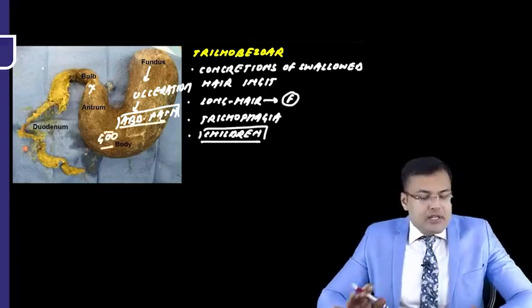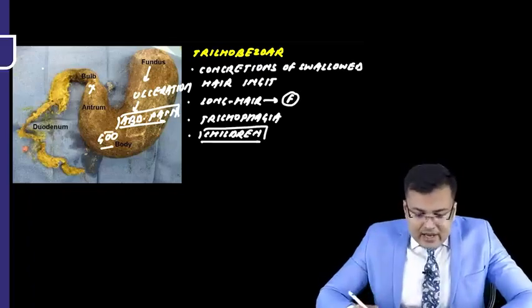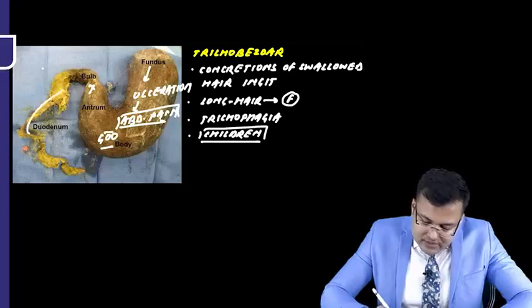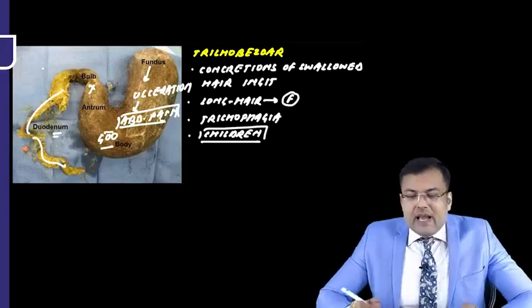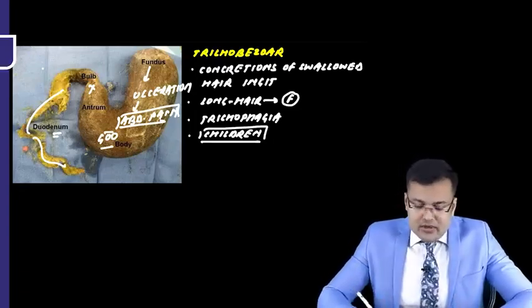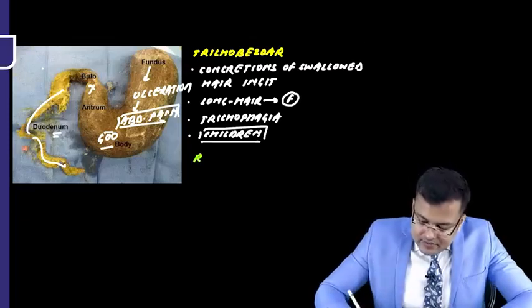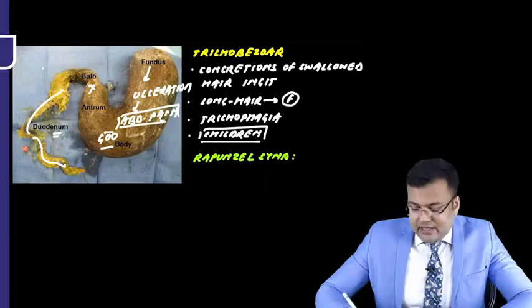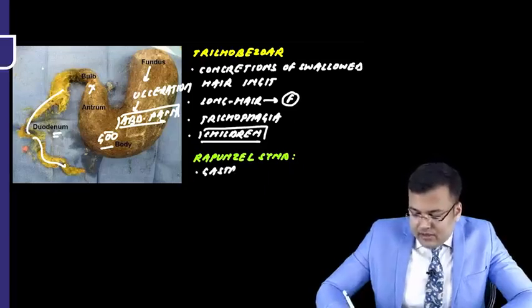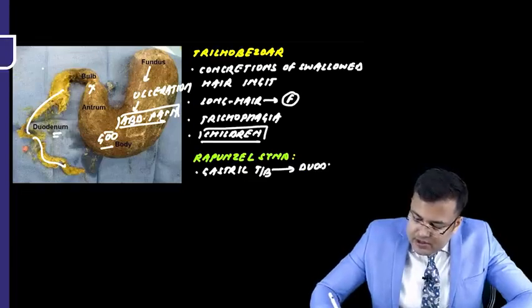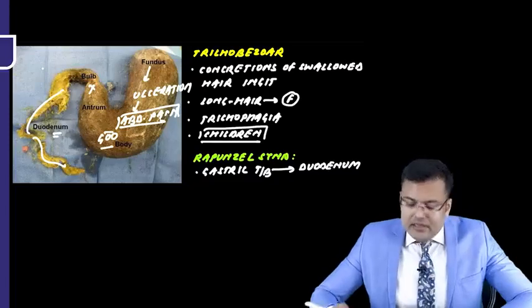If you see this image, some of the females who have long hair and a gastric trichobezoar, if it is extending to the duodenum, sometimes to the jejunum, this is known as Rapunzel syndrome. You must know the story of Rapunzel, who had long hair. So whenever there is a gastric trichobezoar with extension up to the duodenum, sometimes into the jejunum, that is Rapunzel syndrome.